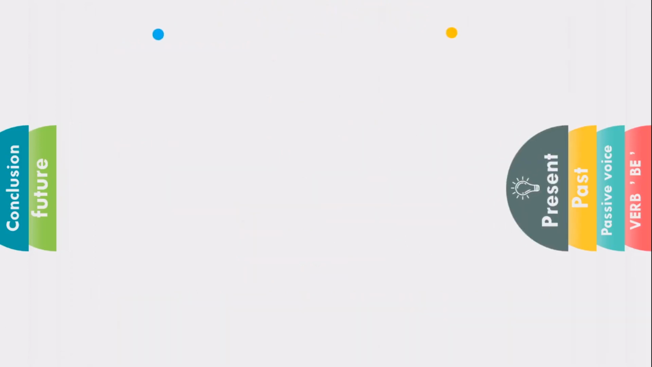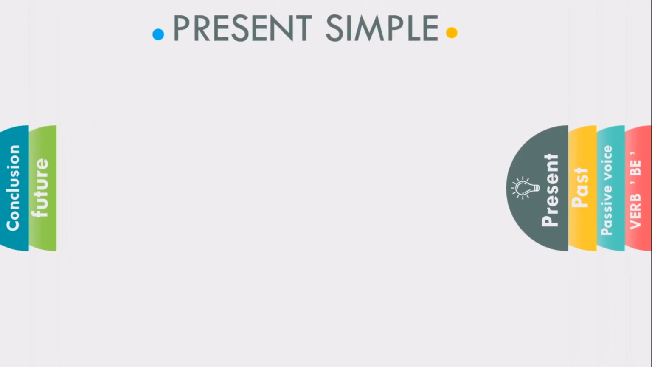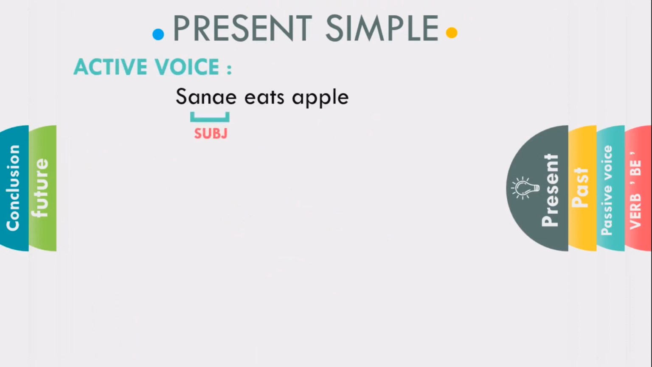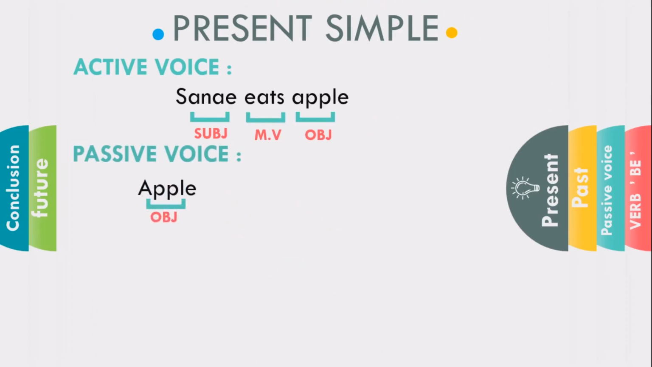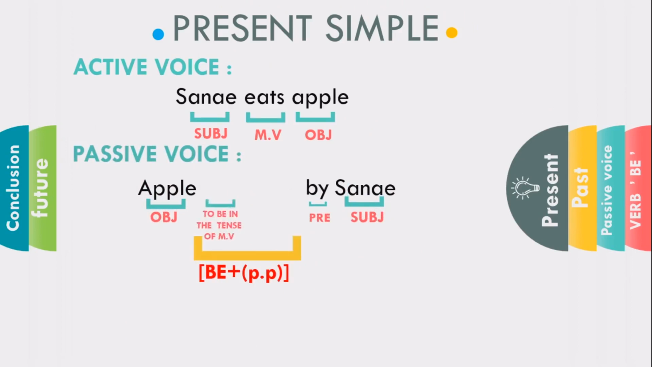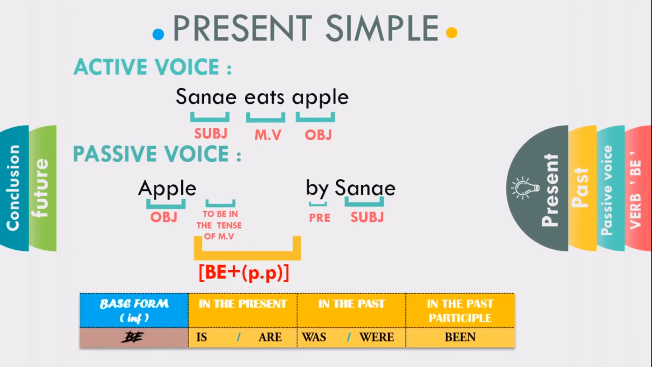You can pause the video if you want, because we have a lot of things to explain in this video. So let's go with the present simple. We have Sana eats apple. We will underline the elements, then we put the object in the beginning, apple with a capital letter, by Sana if you want to mention the subject, then be plus past participle. The tense of the main verb is present, so we have is or are. We must put is because apple is singular. Then the main verb in the past participle.